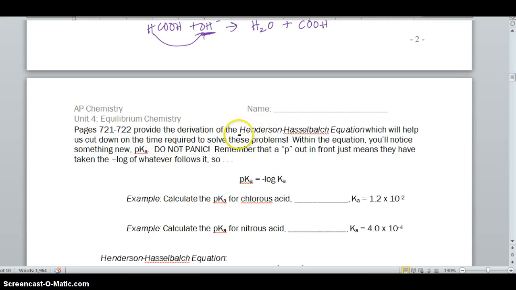Now we're going to deal with the math by using something called the Henderson-Hasselbalch Equation, which also makes me think of David Hasselhoff every single time I hear it. Has nothing to do with Knight Rider or David Hasselhoff.